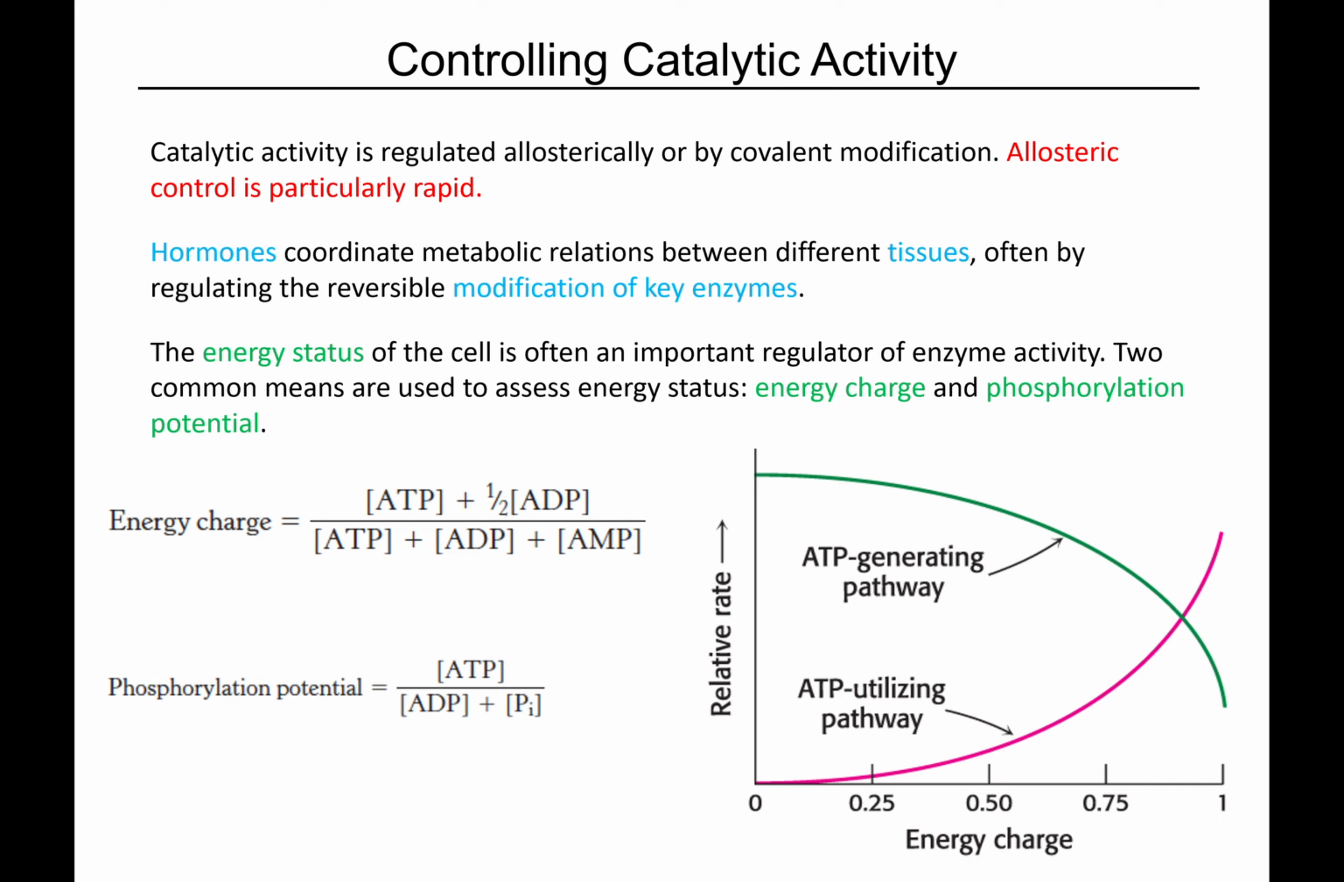So you can tell here that the cell wants the energy charge to be around 0.85, 0.9, because at this point, this is where the pathways converge. This is where they're both equally active. So that's a point where it's likely that that's what the cell wants. If you have this much ATP around, things are functioning really, really well.